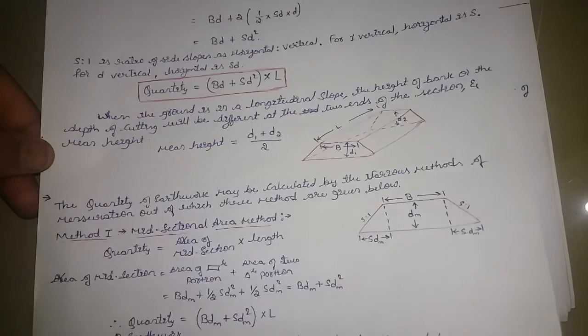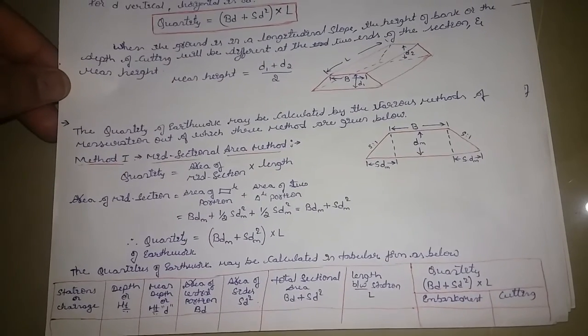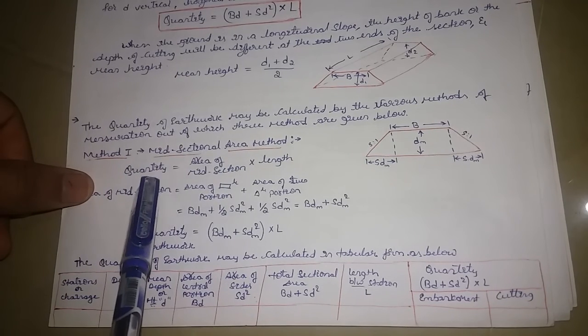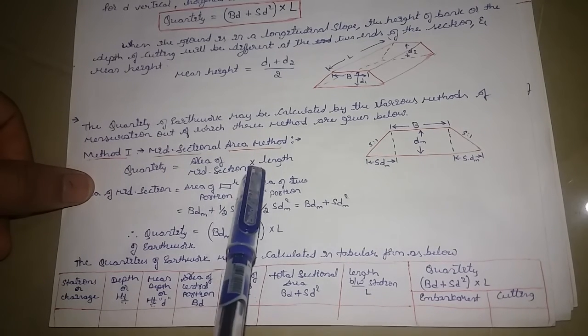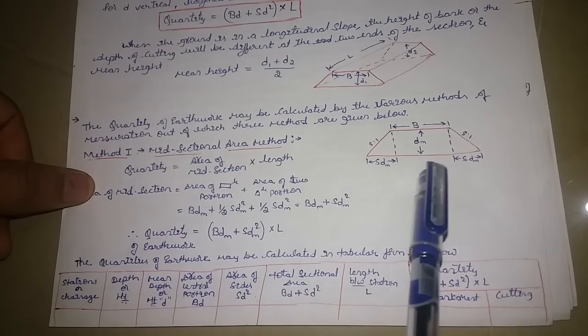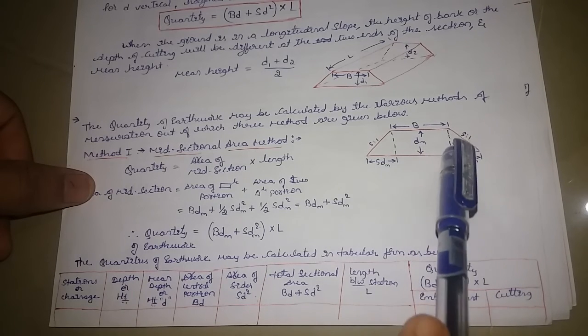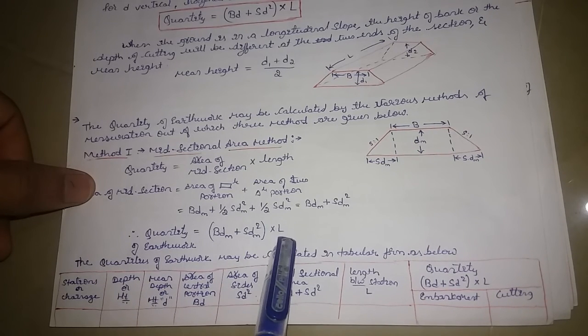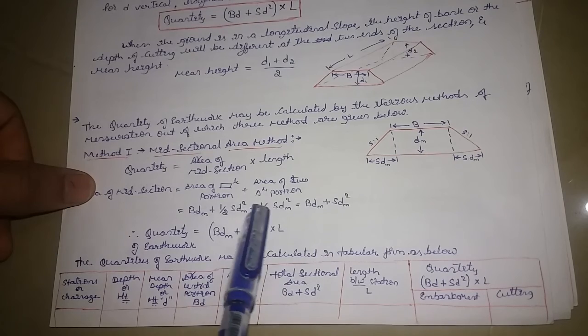Then we saw there are three methods to find the quantity of the earthwork. Method 1 is the mid-sectional area method. The quantity is equal to the area of the mid-section into length. The central portion is a rectangle and two triangles. If I substitute, you will get bdm plus sdm square into l. This is the quantity of the earthwork you need to find.